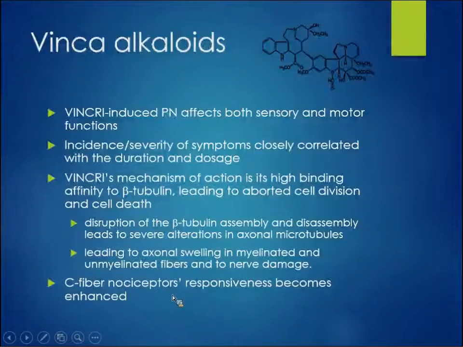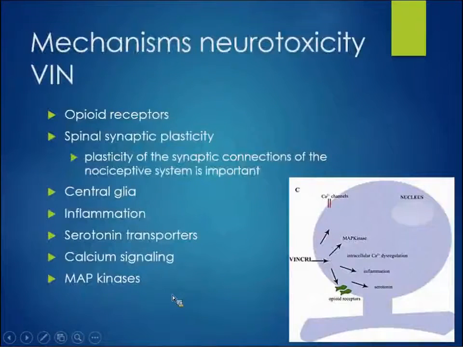Disruption of the beta tubulin assembly leads to alterations in the microtubules within the axons, with resultant axonal swelling and nerve damage. There's also an increased responsiveness to C fiber nociceptors. Mechanisms implicated include the action on opioid receptors, as well as spinal synaptic plasticity, and the impact on central glia, pro-inflammatory cytokine release, serotonin transporters, calcium signaling, we've heard that before, and then the MAP kinases.